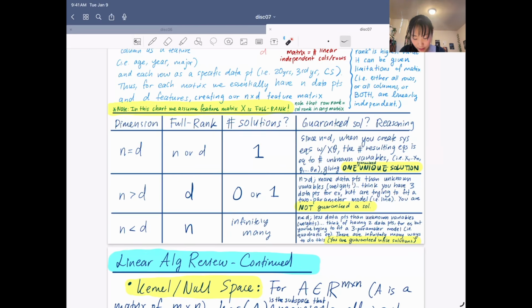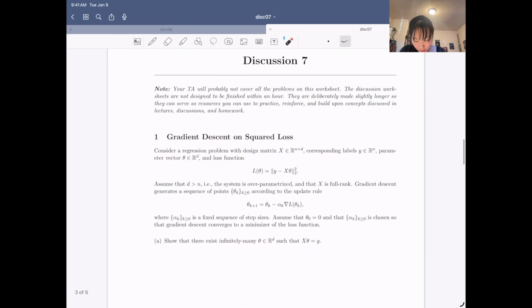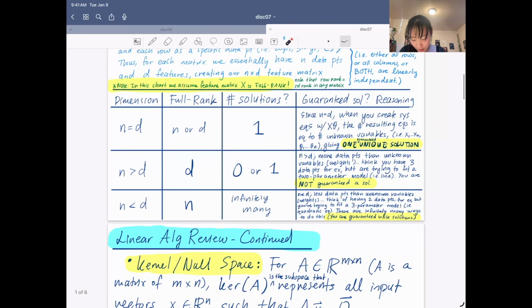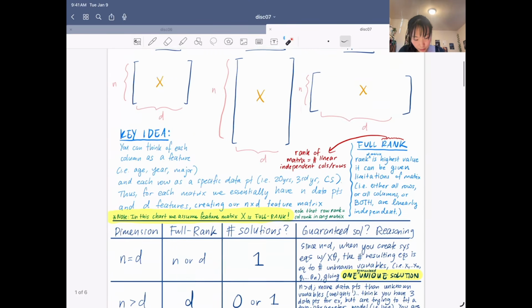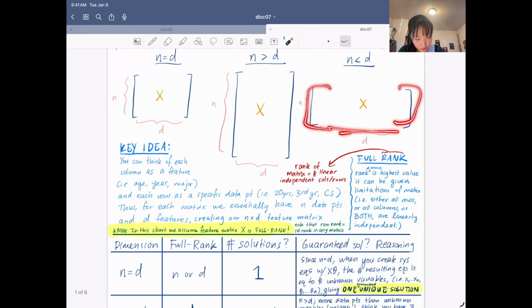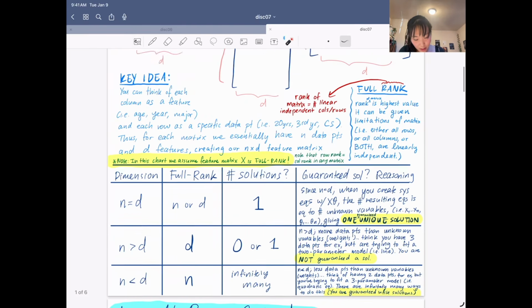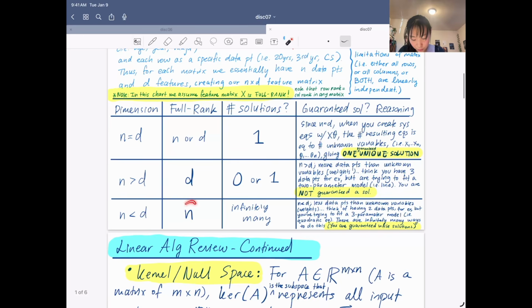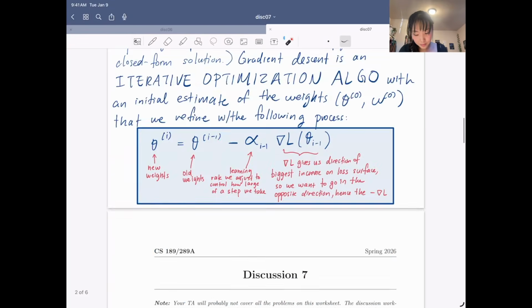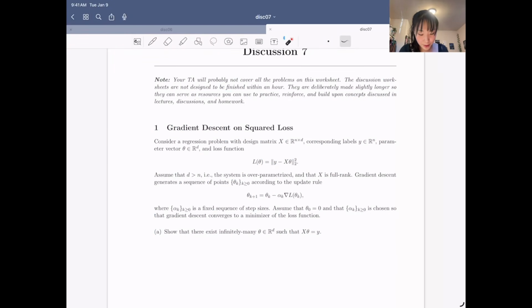And since we're in the case where, let's see, what case are we in again? d is greater than n, aka n is less than d, right? So we're basically in the case where we have a super wide matrix where d is greater than n, and our full rank is thus the smaller number, which is n. We should have in our heads that this equation has infinitely many solutions because of reasons we just talked about. Okay, and so it's over-parameterized.